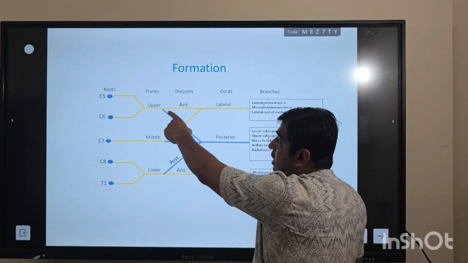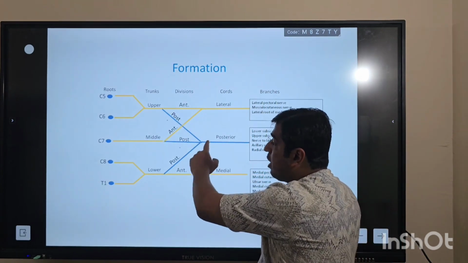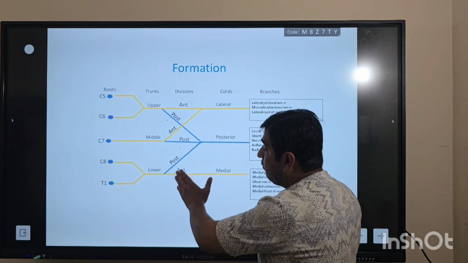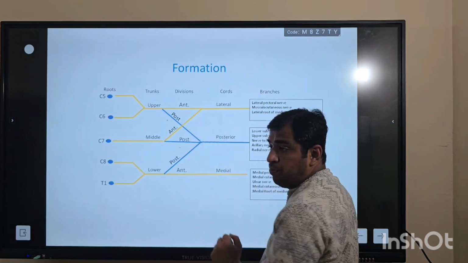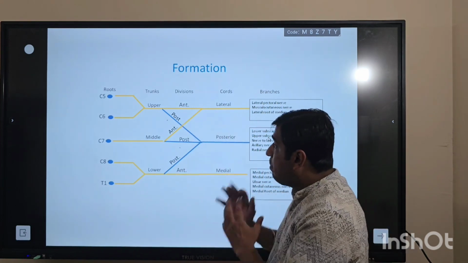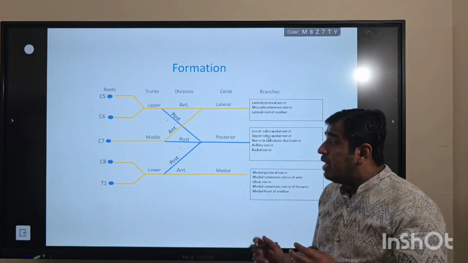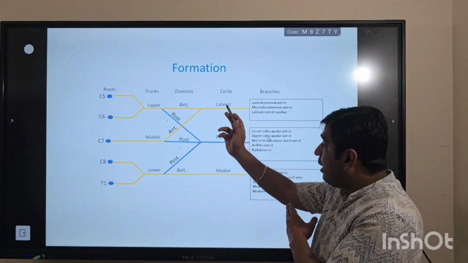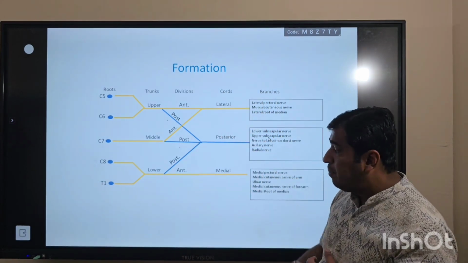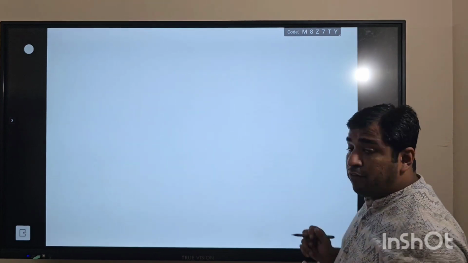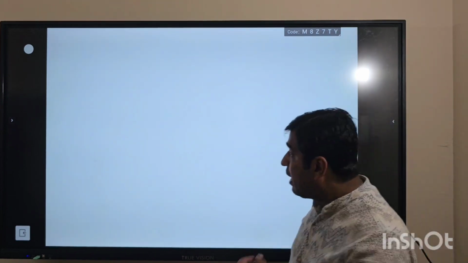In this diagram, we can see the posterior divisions are drawn in blue while the anterior divisions are continuing as yellow. So when these divisions combine, we form three cords. The three cords are the lateral cord, the posterior cord and the medial cord. So we'll try to draw this brachial plexus.